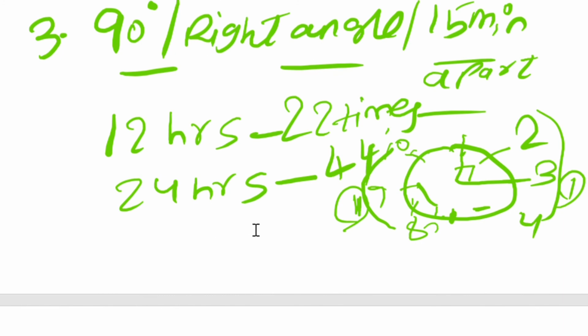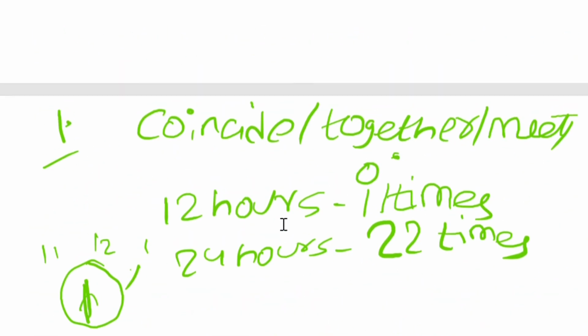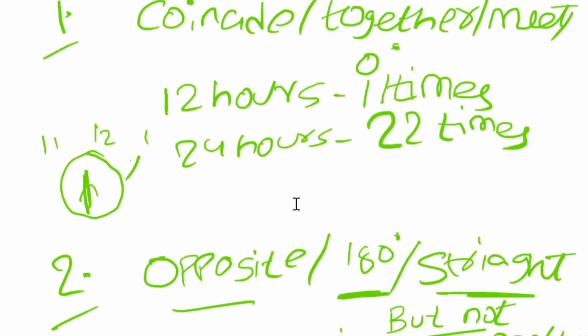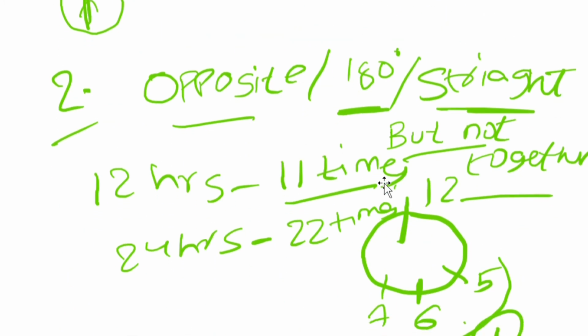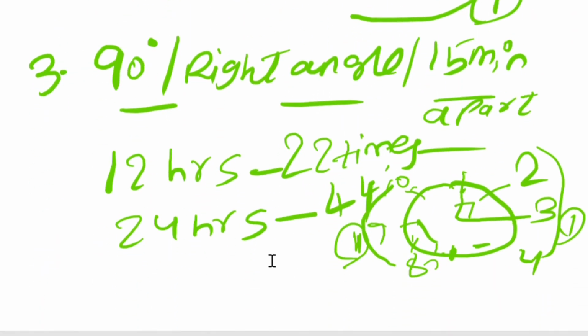So I discussed three cases with you, the minute hand and hour hand. They will coincide, or be together, or meet in 12 hours 11 times, in 24 hours 22 times. Exactly opposite to each other, or 180 degrees apart, in 12 hours 11 times, in 24 hours 22 times. And meeting at a right angle, in the sense 15 minutes apart or exactly 90 degrees.